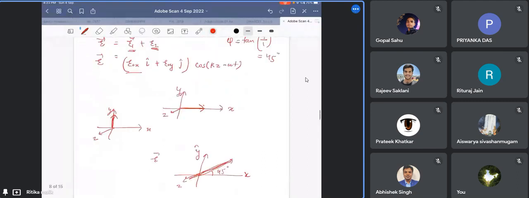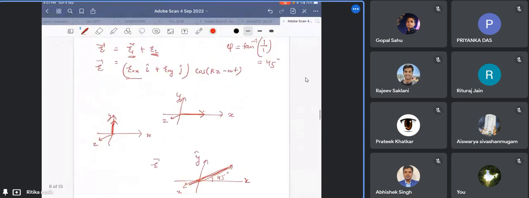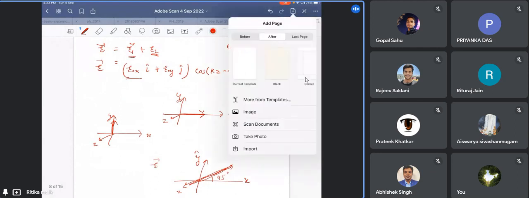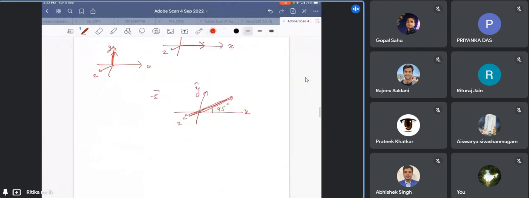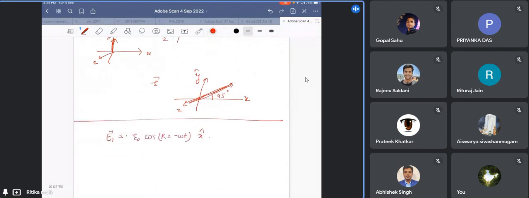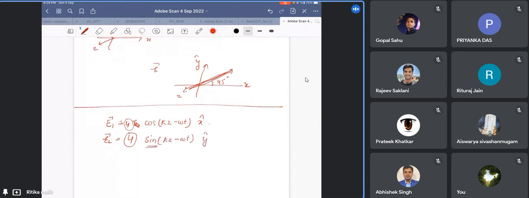So this is basically the concept of what it means when we have different phase values. Now come to another concept: how we can visualize circular polarization. In this case, let's say I will start with this. My electric field E1 is E0 cos(kz minus omega t) in the x cap direction. I will take E0 as some number, let's say 4. And E2 is again 4, because it is a necessary condition that the amplitude has to be the same for circular. But the term in y has to have a 90 degree phase difference, in the y cap.